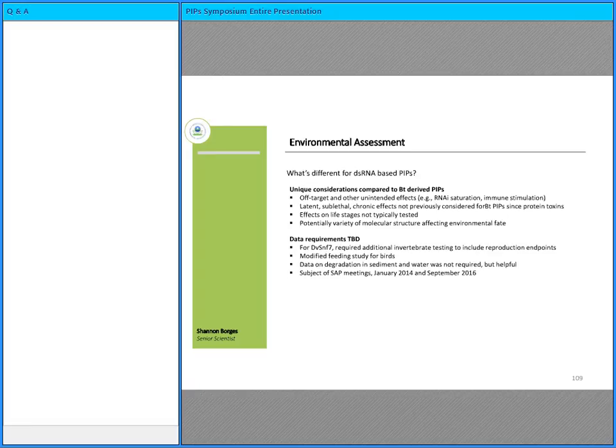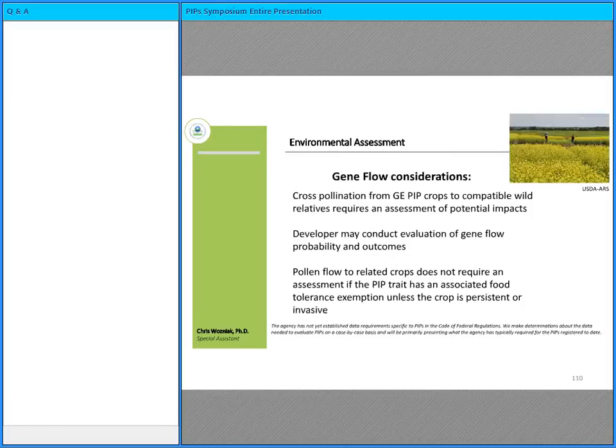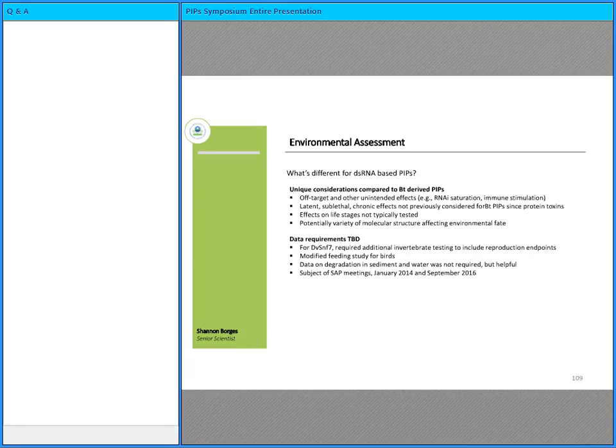And as I mentioned, it was a subject of 2 SAP meetings, in January 2014 and most recently in September 2016. And the 2014 SAP did have some influence on what we required for this particular registration, and this latest SAP, it remains to be determined how that will affect our risk assessment at this point. And so I think that's the end of my talk. And with that, I'll hand it off to Chris Wozniak.